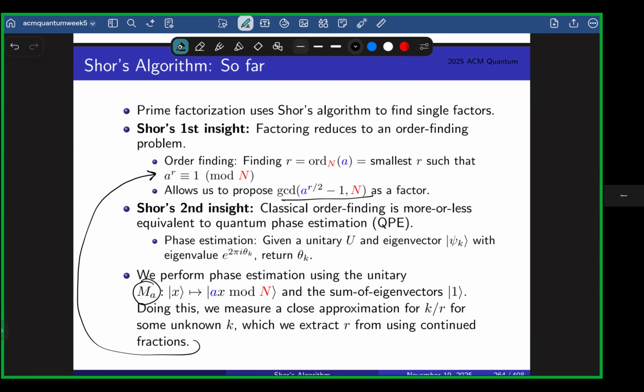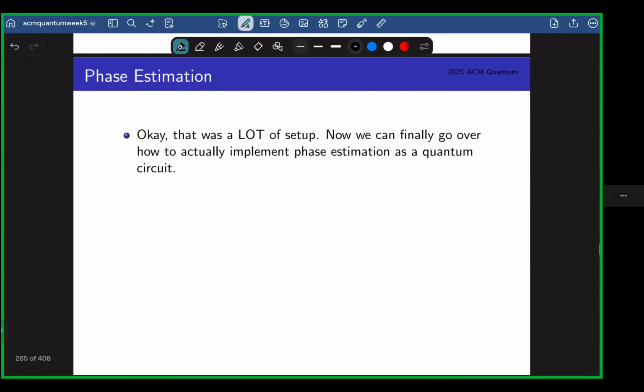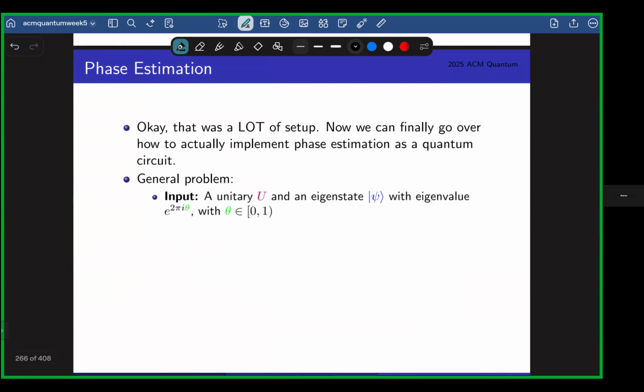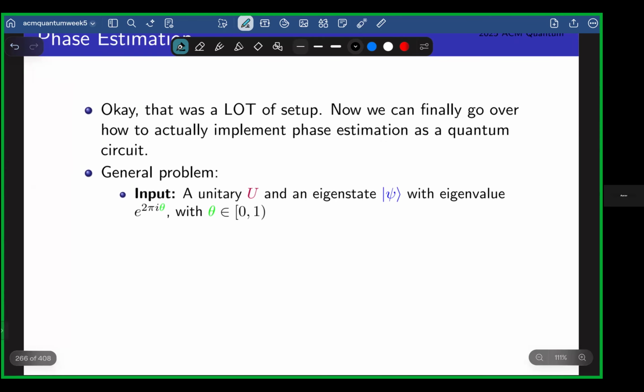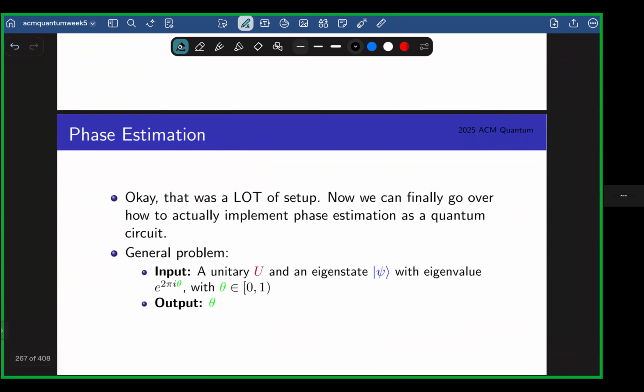Okay, good. Let's do some quantum stuff. Now we want to actually implement phase estimation as a quantum circuit. Here's the problem again. Now I'm going to start coloring the parameters to make them easier to understand. Can you see that green? So unitary U in purple and an eigenstate or eigenvector psi in blue. And then the eigenvalue is e to the 2 pi i theta, where theta is a real number, and the output theta is in green because we want to output theta.